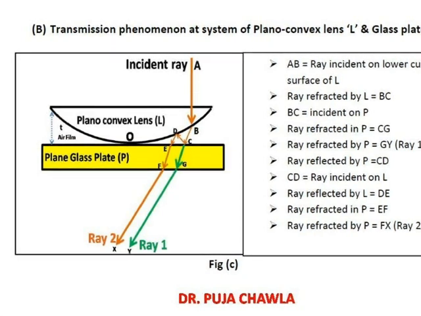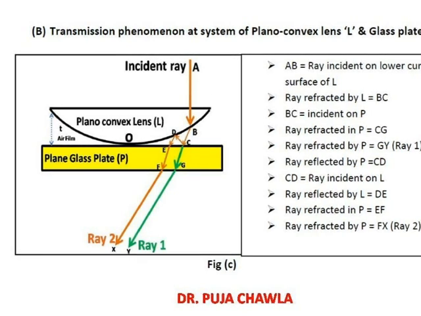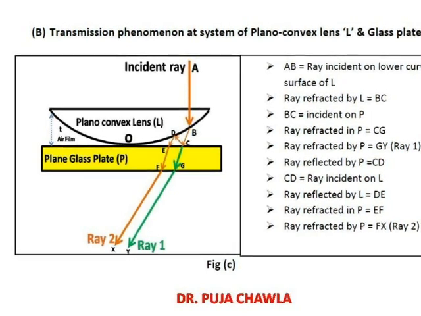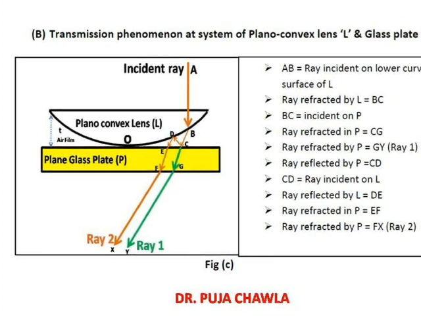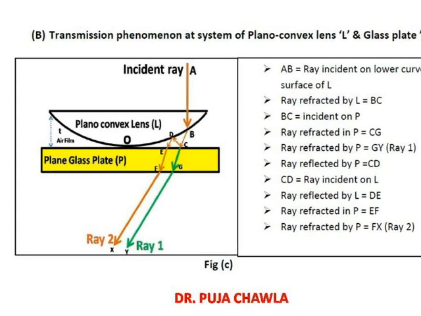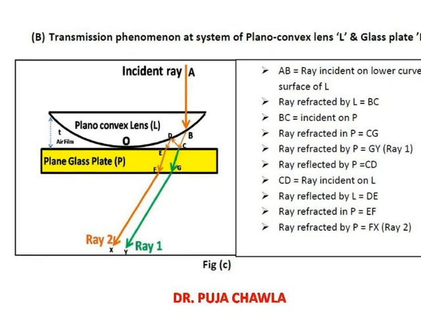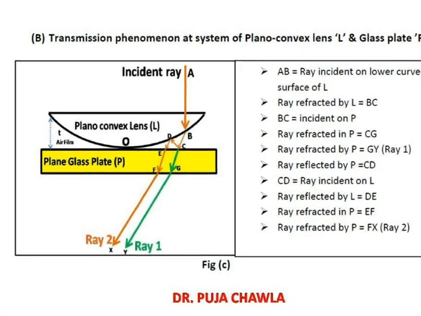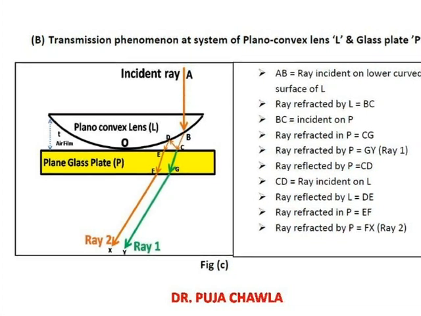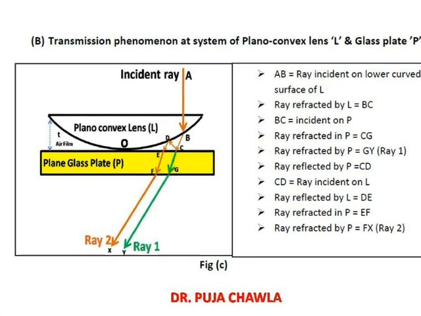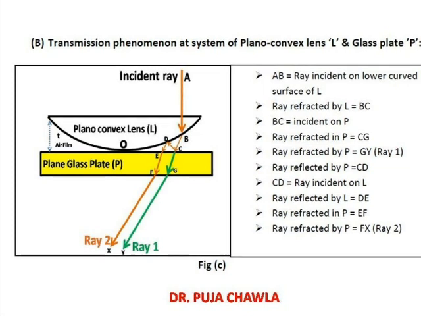When these 2 rays 1 and 2 enter into the viewing microscope, they will have the tendency to produce an interference pattern. Why will they have the tendency to produce an interference pattern? Because they have originated from a single beam AB. Because they have been produced from a single beam AB, they are coherent. And if the beams are coherent, they can produce the interference pattern depending upon the path difference.